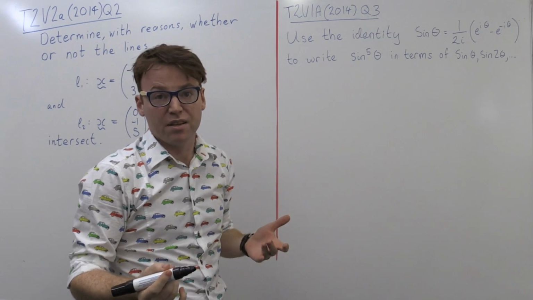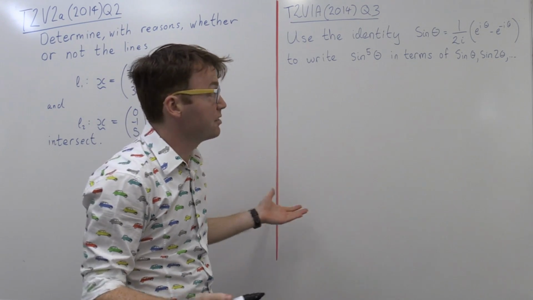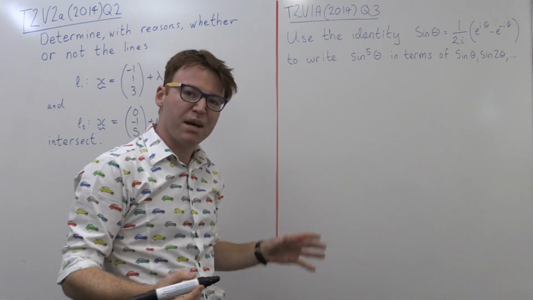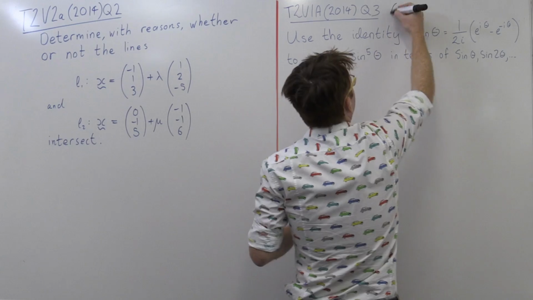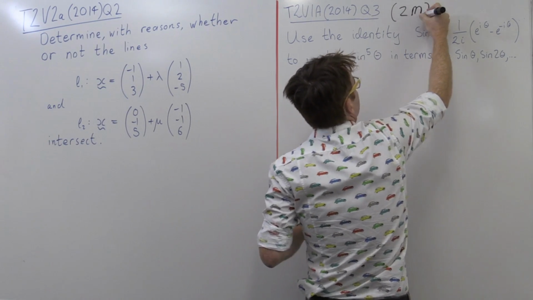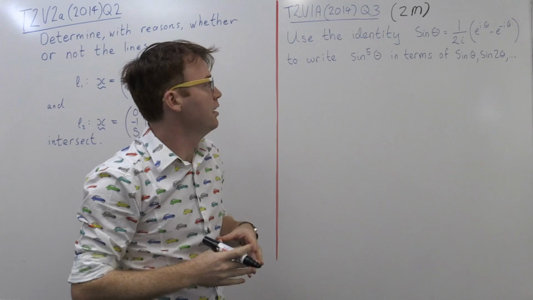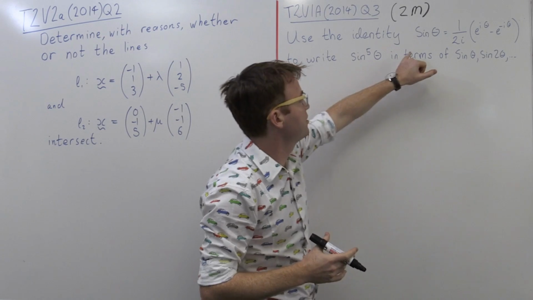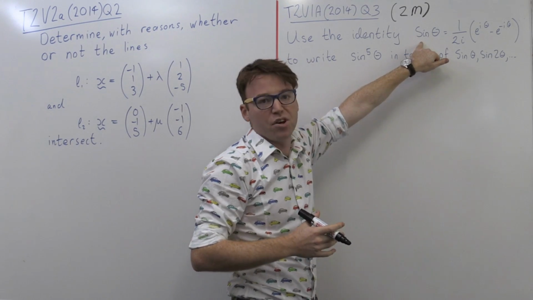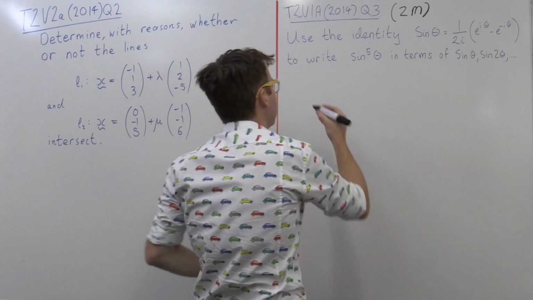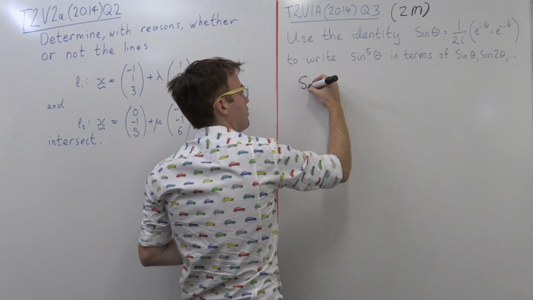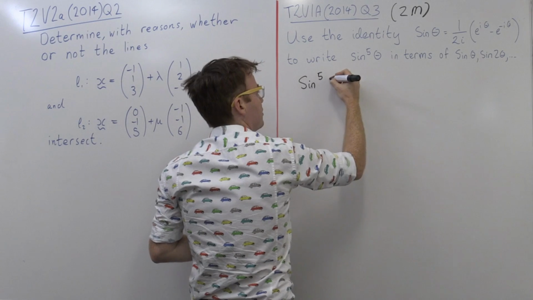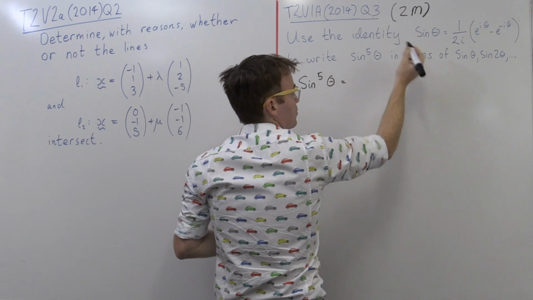It doesn't say in the book what or how many marks this question is. I'd say this is about a 2-mark question, so I'll just say 2 marks there. And it's a fairly straightforward question. To get sine to the power 5, I can just take this whole expression here to the power 5. And so I can say sine 5 theta is equal to this thing.